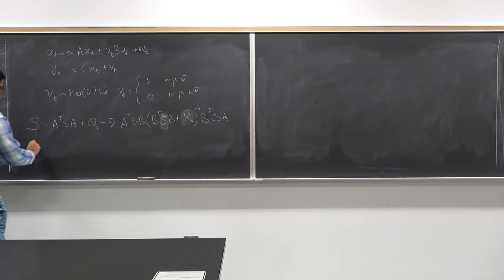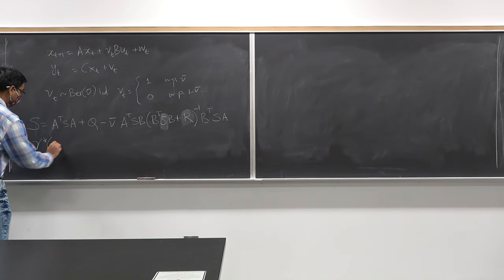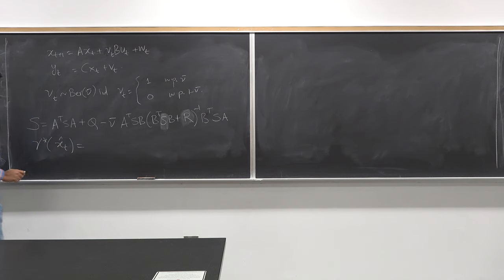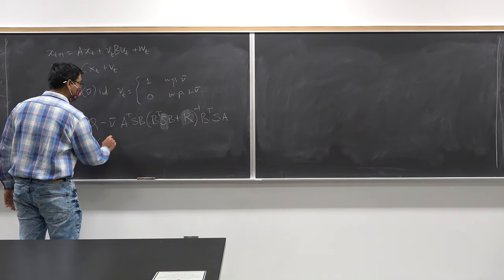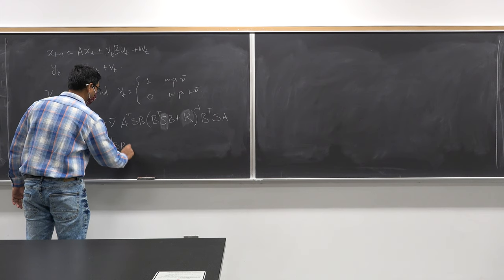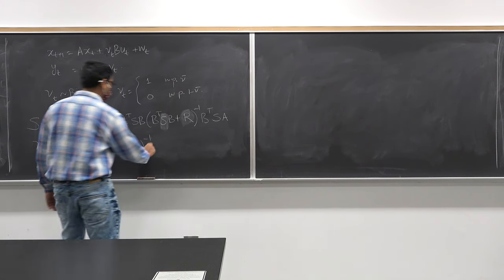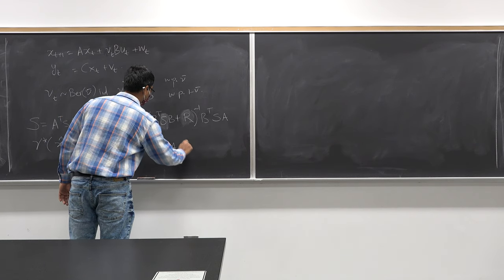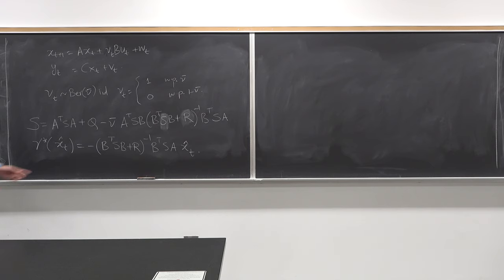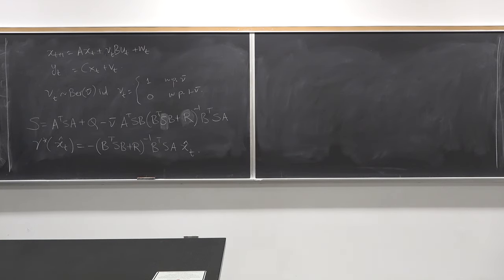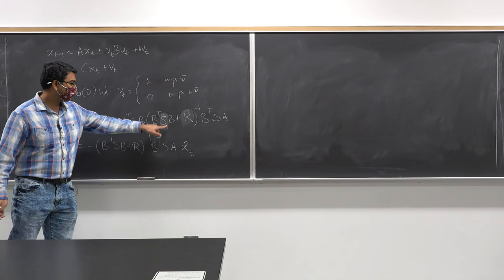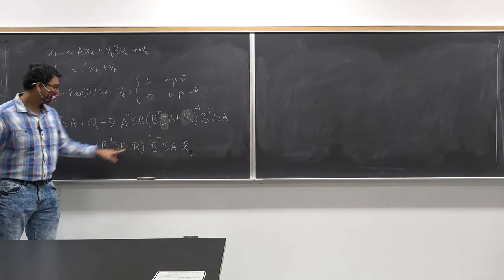And then the control strategy, gamma star of X hat t, would be minus B transpose S B plus R inverse. Was this the equation you had last time? Okay, so this is your optimal control strategy. Just one correction: there should be S here in B transpose S B. It's the same S that appears here, so these two S's are the same.